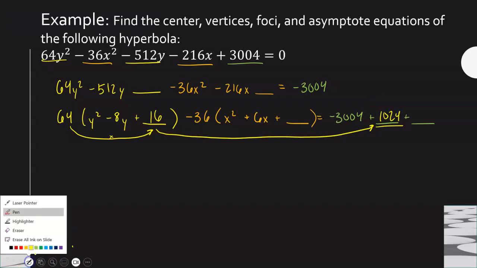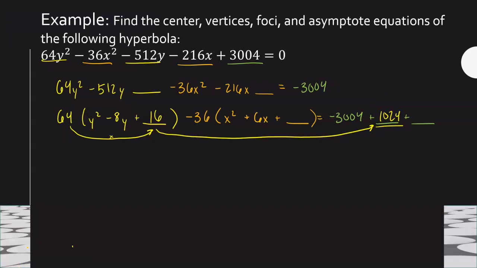Now let's do the same thing with that next set, the x terms. So half of 6 is 3, and we square 3, we get 9. But again, we don't add 9 to that other spot. We're going to take negative 36 times 9, and that's what we put over on the other side, and that's going to be a negative 324.